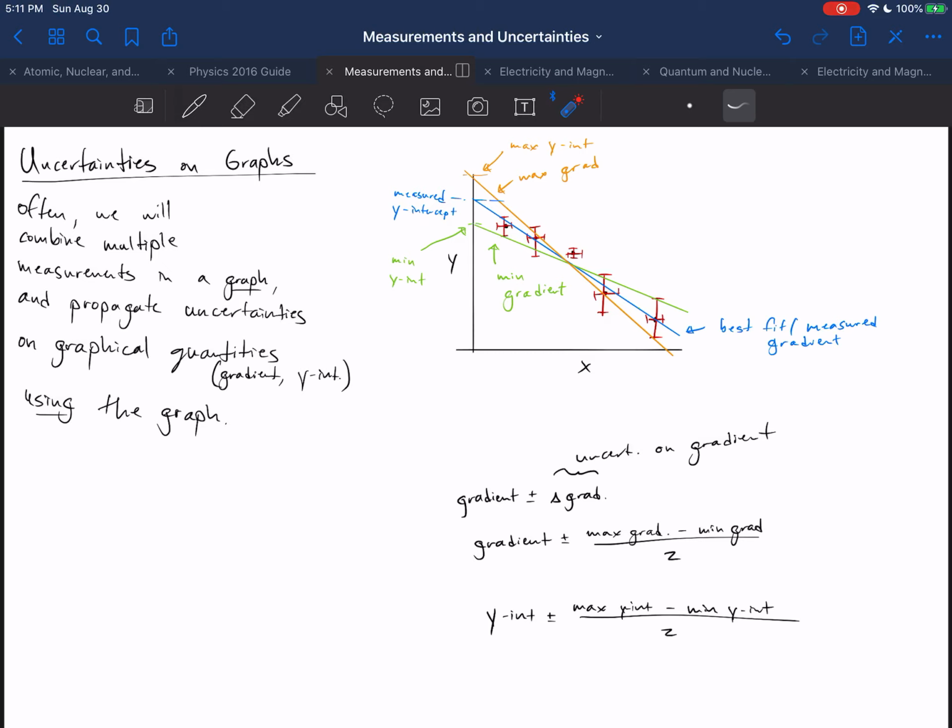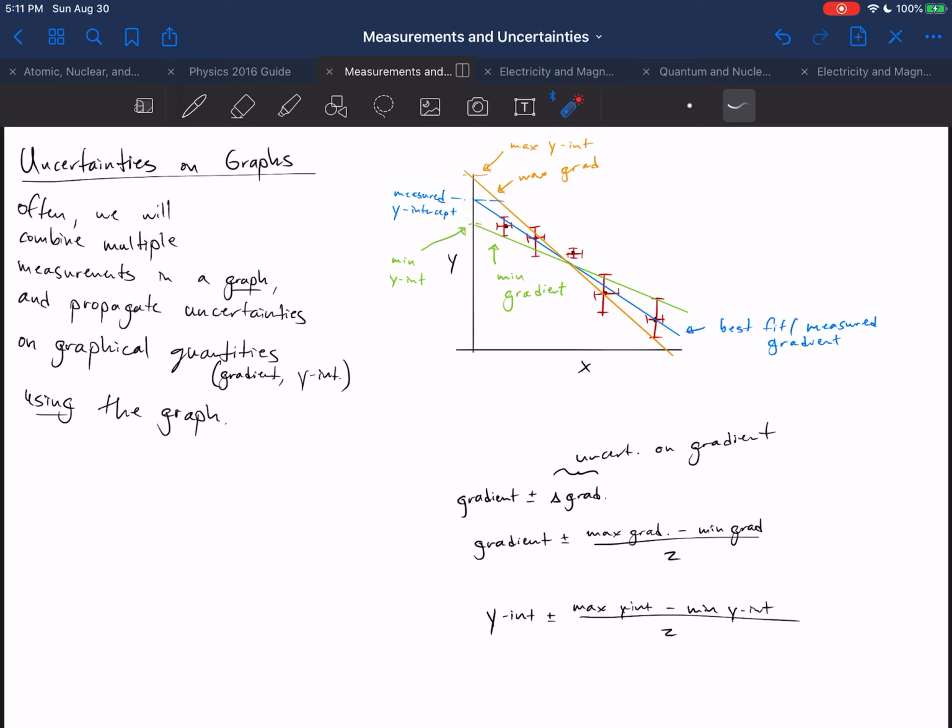Now, sometimes we will also use a graph like this to get our best fit measurement of the y-intercept, because the y-intercept will tell us a physical variable of some sort. Notice that in order to do that, you use your best fit line. That best fit line is going to have a y equals mx plus b relationship, and that b right there is your measured y-intercept. And then your maximum y-intercept can be found by using that maximum gradient. So it's the intercept of the maximum gradient. The minimum y-intercept can be found by using the minimum gradient.